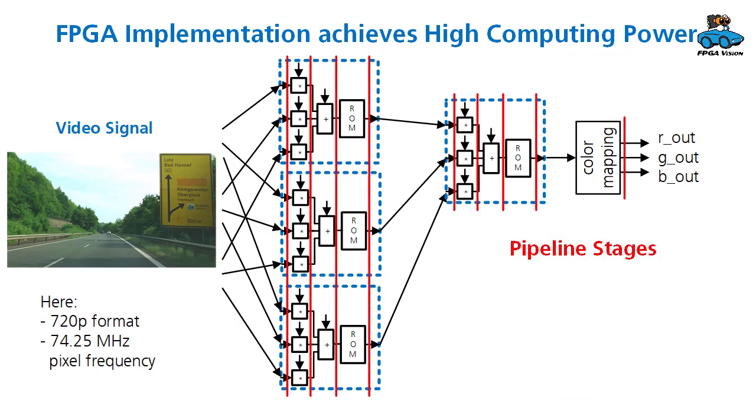For the required clock frequency, our design uses several pipeline stages, and you could increase the number of pipeline stages and reach frequencies of about 200 or 300 megahertz without problem.